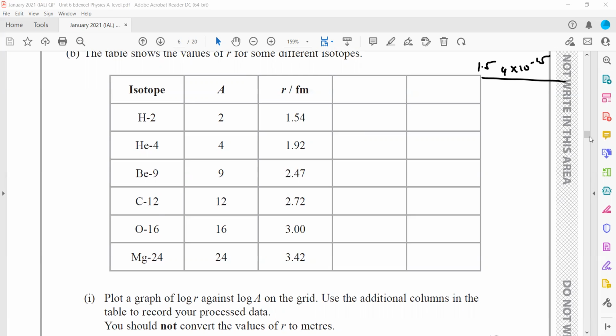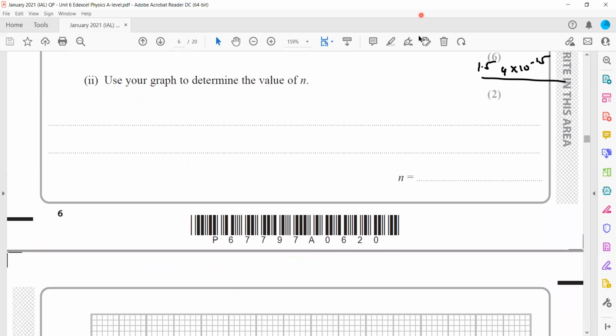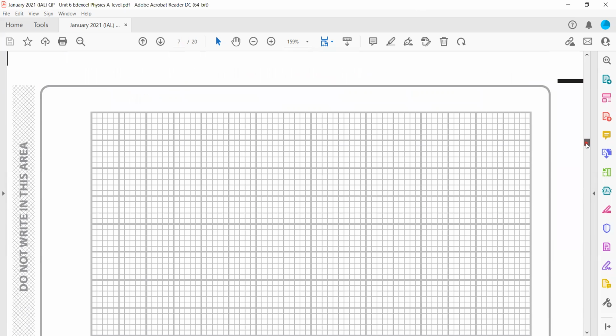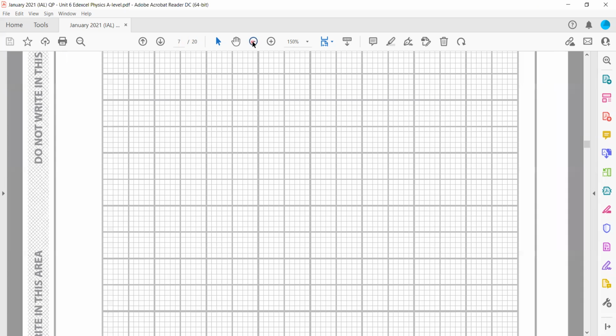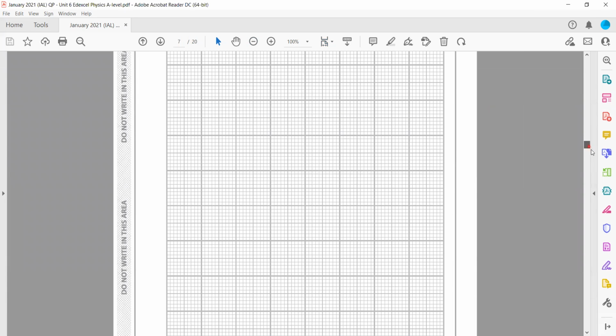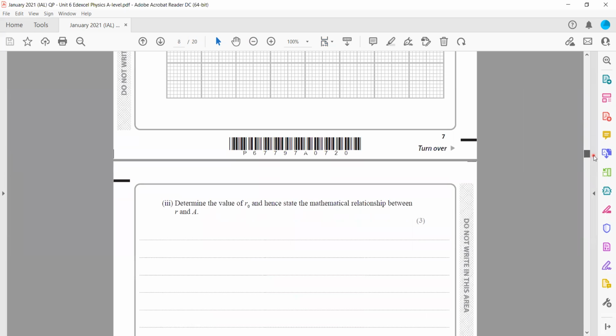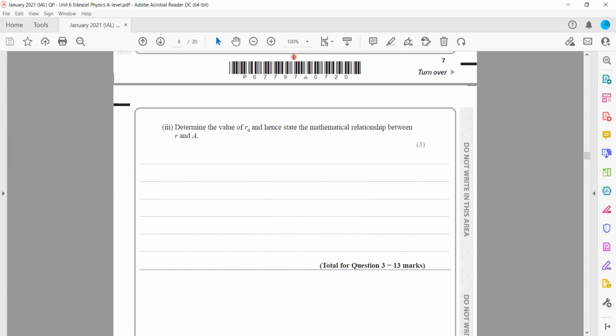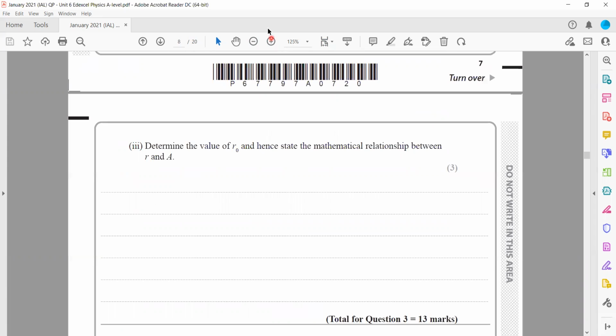We already worked out that the value of n is equal to the gradient of this graph. So we find the gradient, and we get the value of n. Then determine the value of R naught, hence state the mathematical relation between R and A. Look, how do we determine the value of R naught? If you remember the beginning, I got the equation log R is equal to n log A plus log R naught.